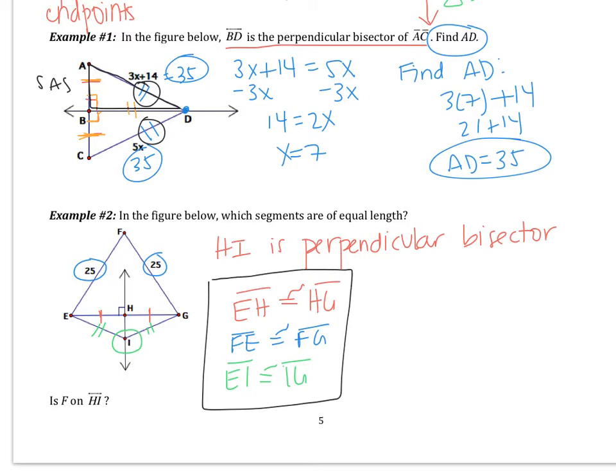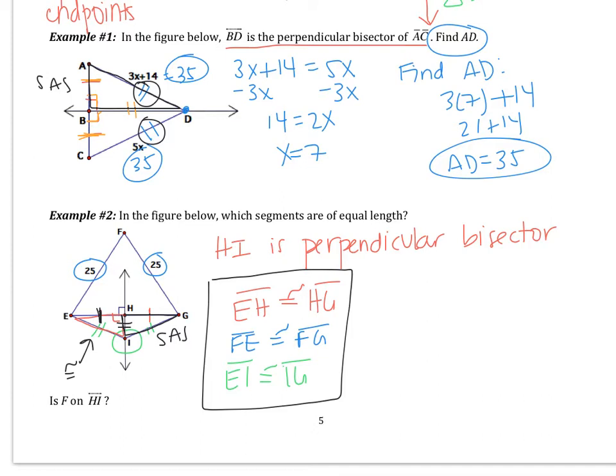Again, looking at the congruent triangles. This triangle right here, I have a right angle. I have this congruency marked, and then HI is congruent to itself. So then that triangle on the left and the triangle on the right are congruent by SAS. Therefore, their corresponding parts are also congruent.